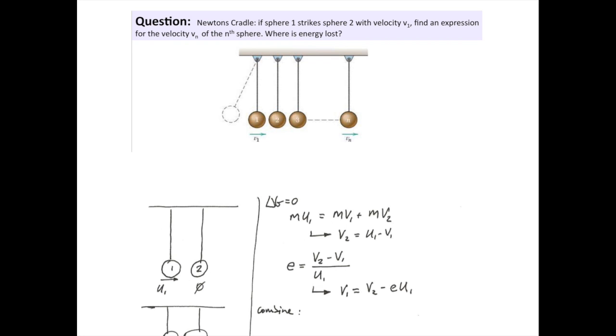In this example we consider Newton's cradle, and we say that if sphere 1 strikes sphere 2 with velocity v1, find an expression for the velocity vn of the nth sphere, and asks the question, where is the energy lost? So the first particle comes down and hits, falls from this height as a pendulum to this position here, at which point it collides with particle 2, which then collides with particle 3, and so on.